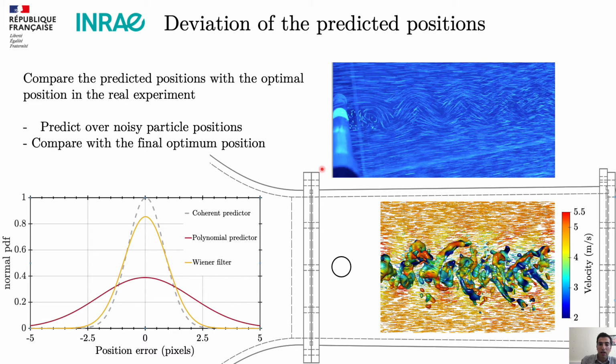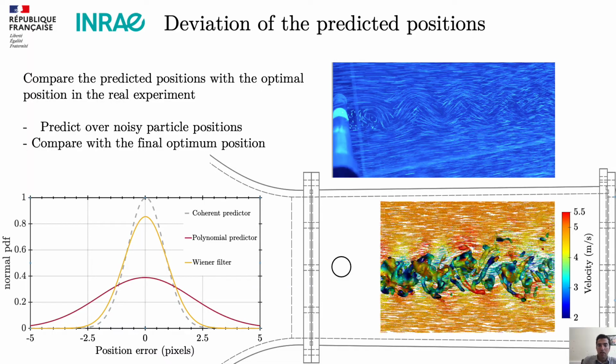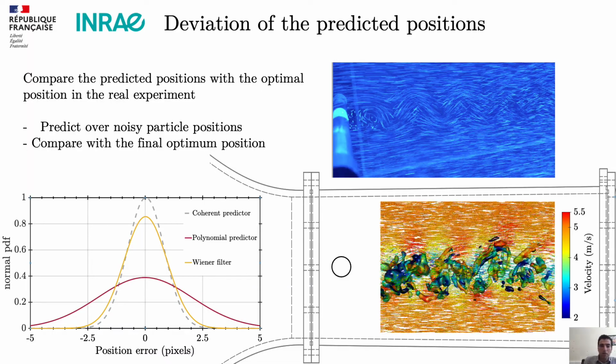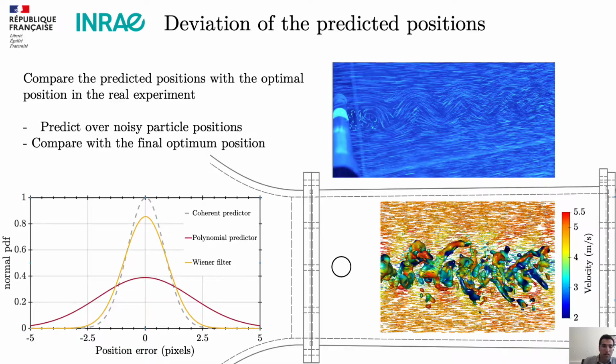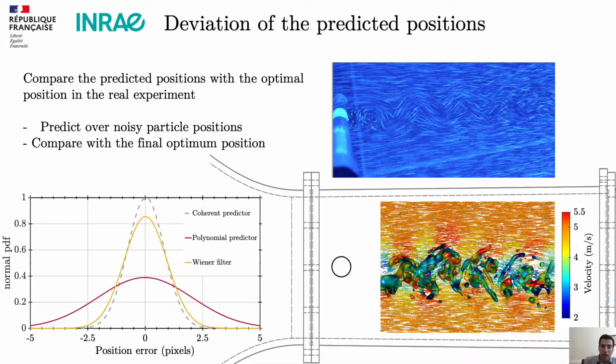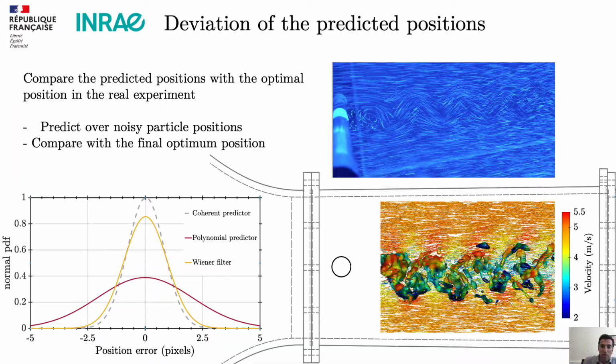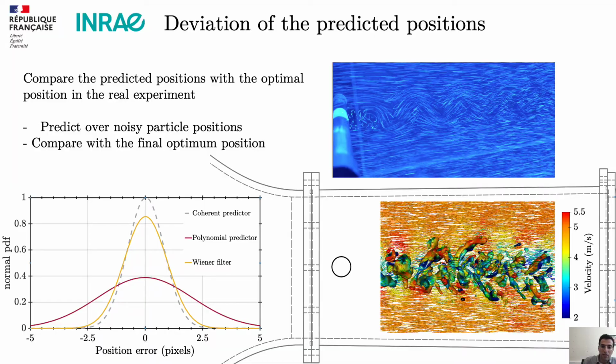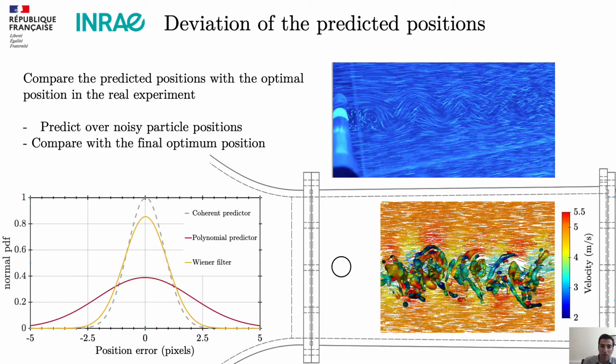If I want to show the instantaneous flow motions from this experiment, you can see that we have complex flow behaviors and vortex sheddings downstream of the cylinder.